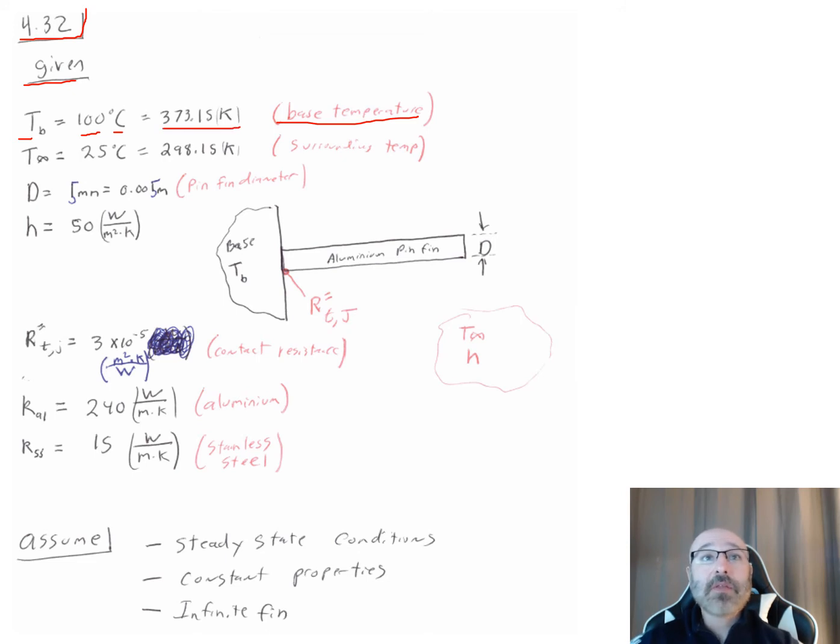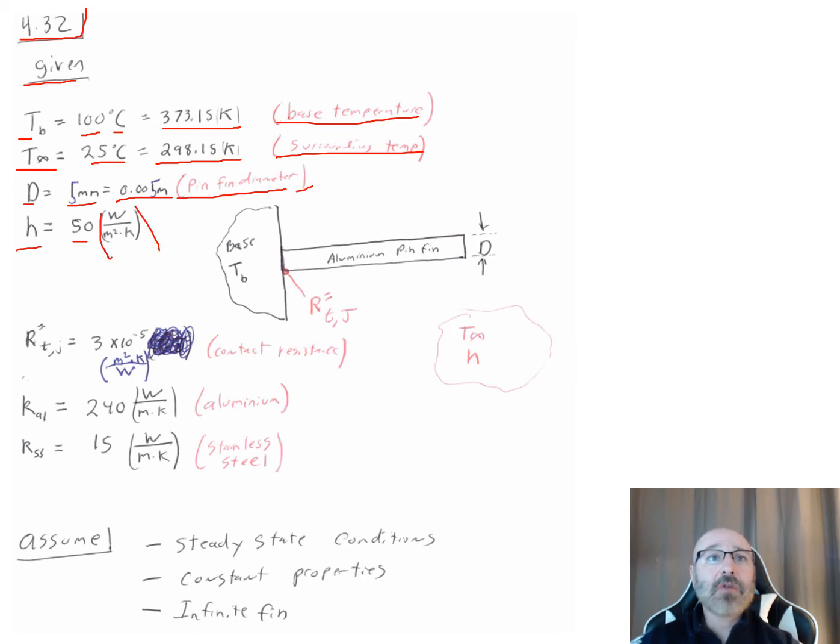373.15 Kelvin. Then we do the same thing for our surrounding temperature. Our T sub infinity right here is 25 degrees Celsius, which is equal to 298.15 Kelvin. And we have our pin fin diameter right there, which is our capital D, which is 5 millimeters. If we convert to meters, this is 0.005 meters. And we have our h value given to us here now as 50 watts per meter squared times Kelvin right there.